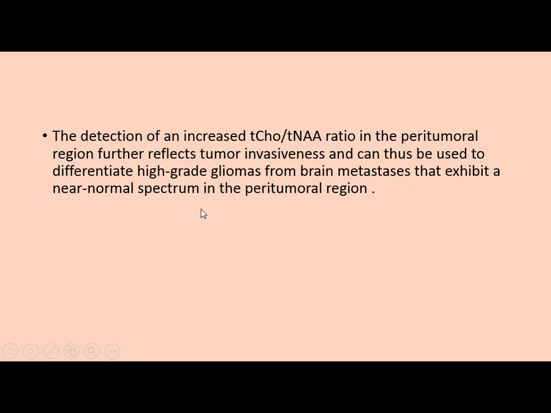Another important thing is to differentiate metastasis from high-grade primary tumors, for example, high-grade gliomas. You will put the spectrum at the peritumoral region around the tumor. In case of metastasis, there will be a near normal spectrum in the peritumoral region, whereas in high-grade glioma, the choline NAA ratio will be elevated, reflecting tumor invasiveness.